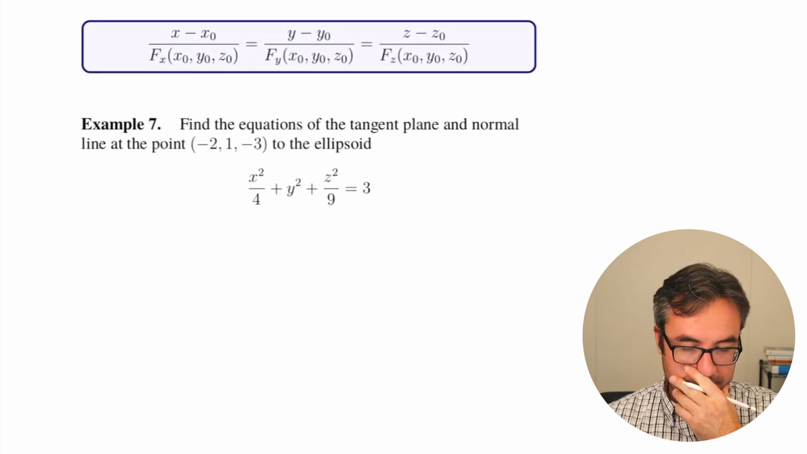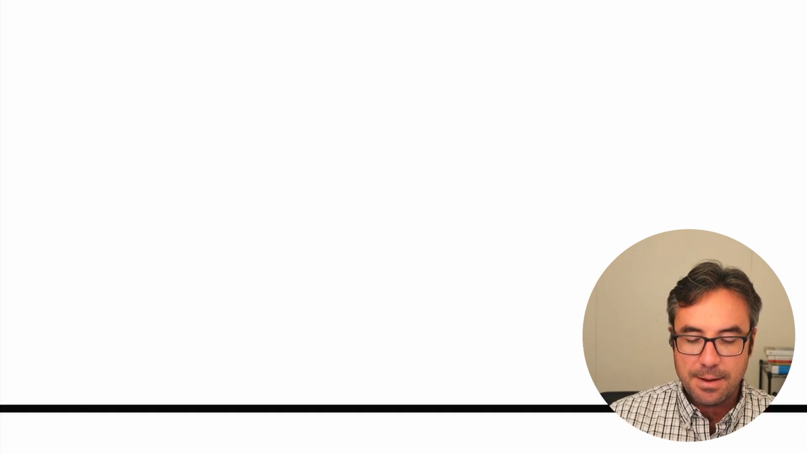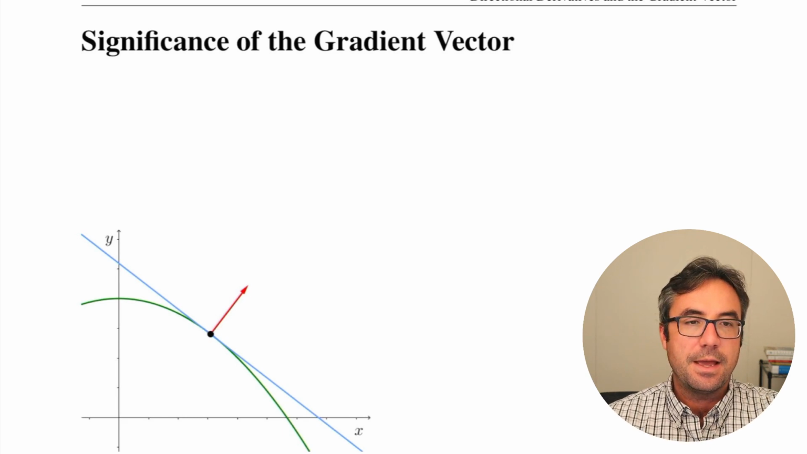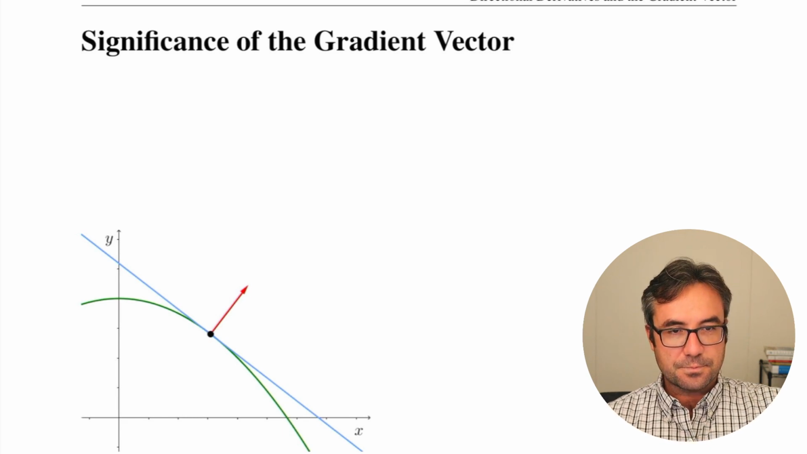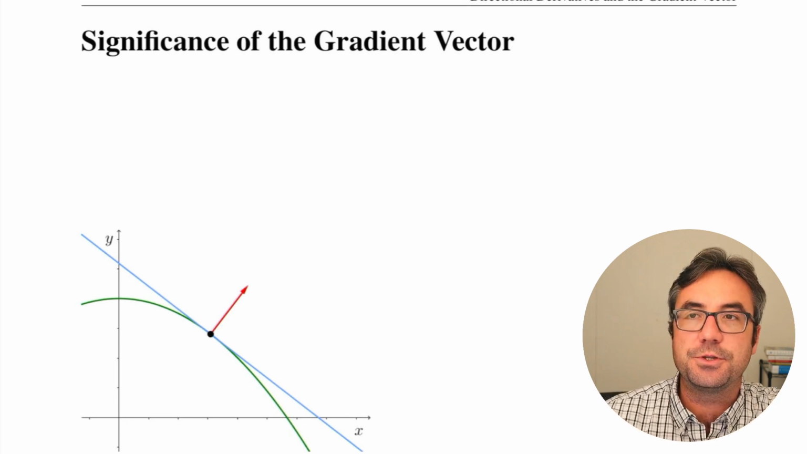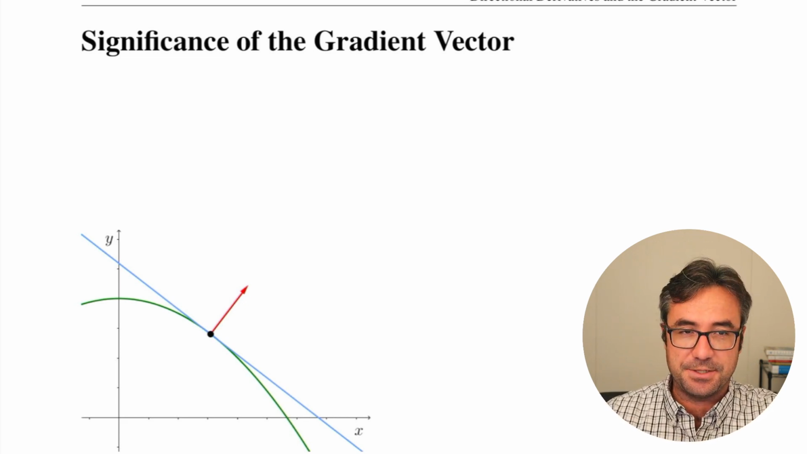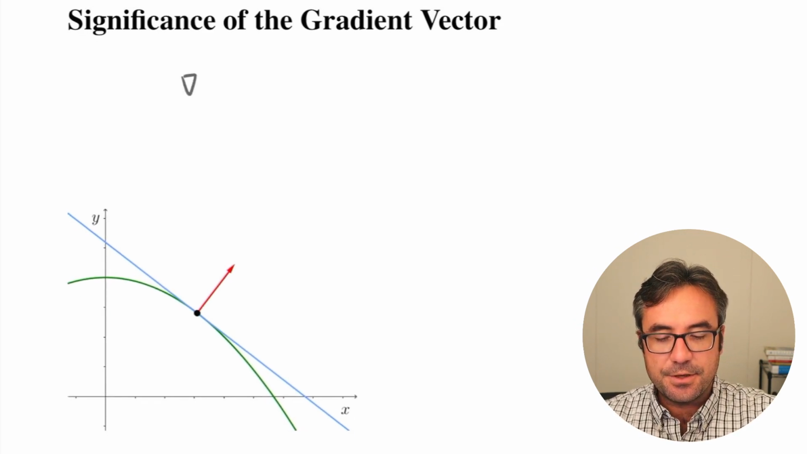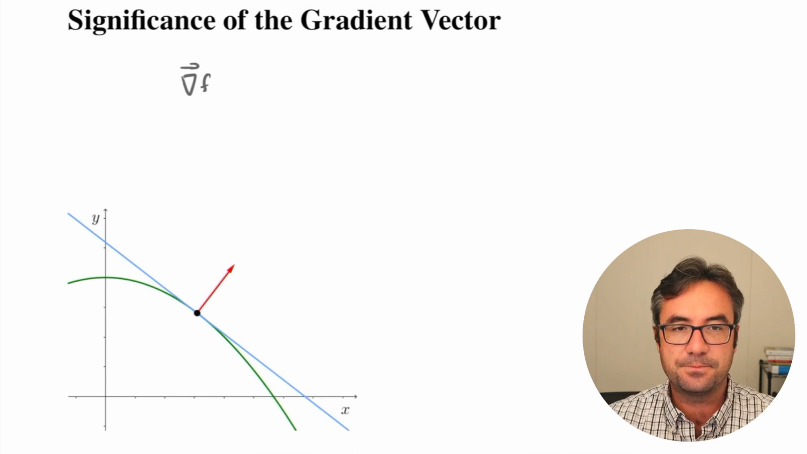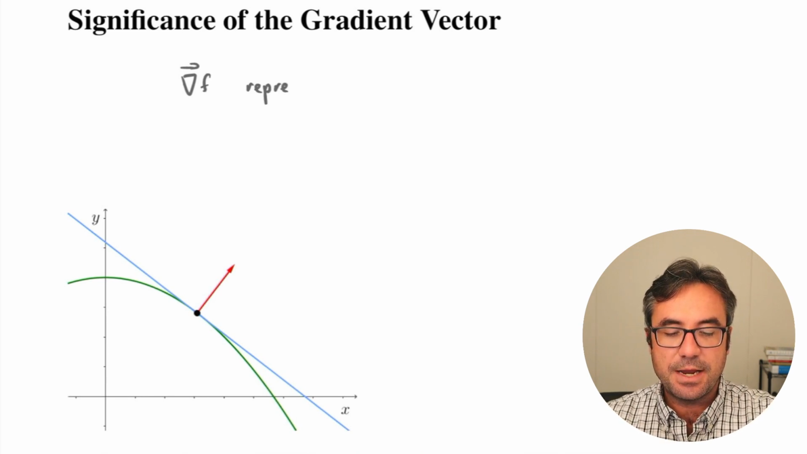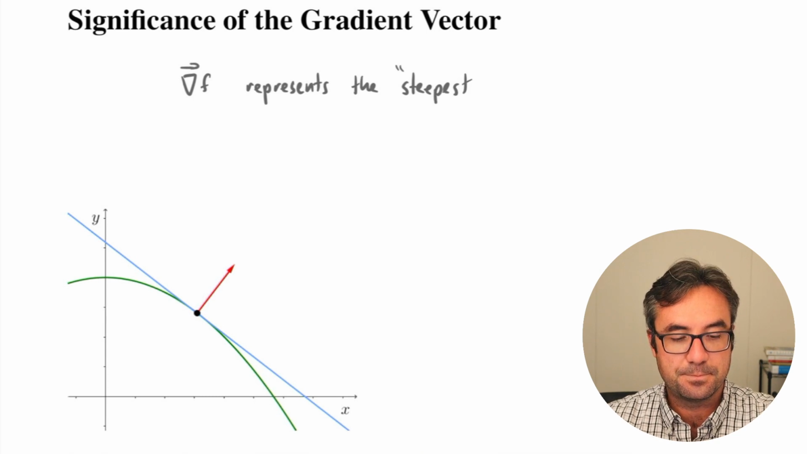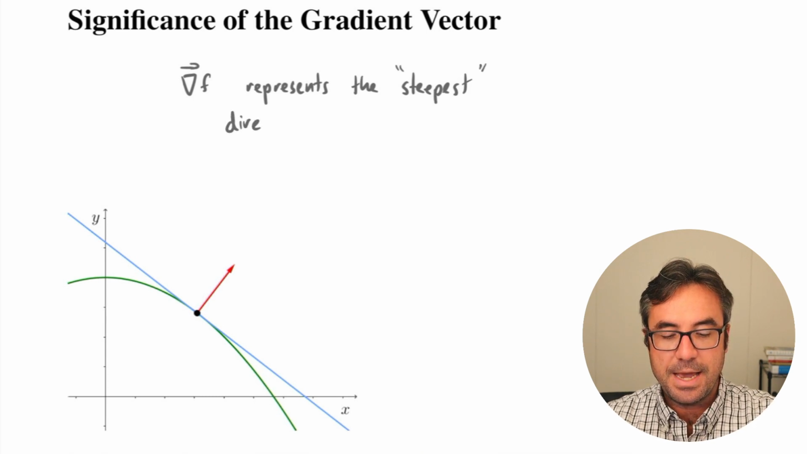All right, so we're going to skip over example 7. But I do just want to mention the significance of the gradient vector here. I think it's a little easier to picture for the two-variable, two-dimensional case. And so what we've seen is that the gradient for a function represents the steepest direction to travel in at a specific point.